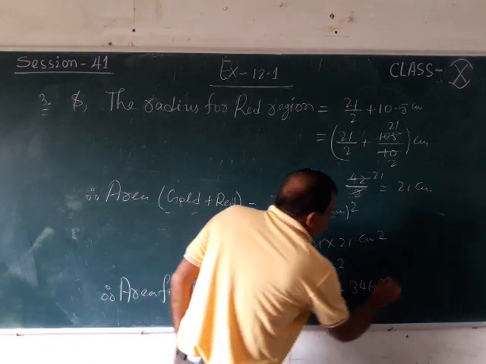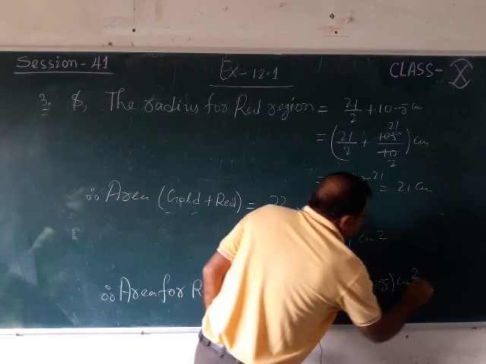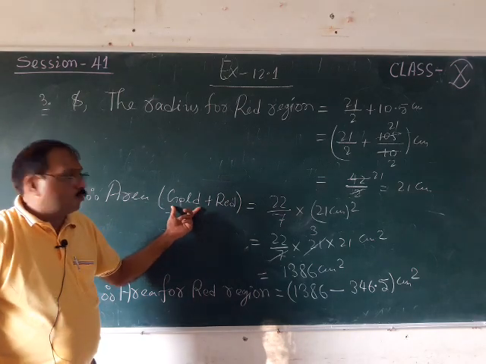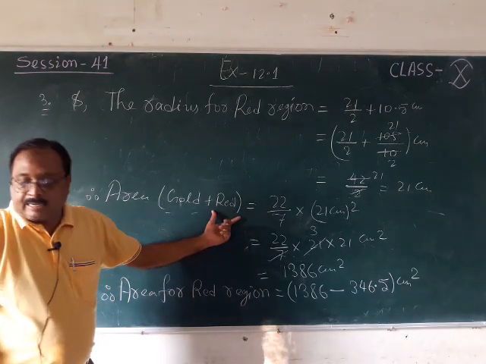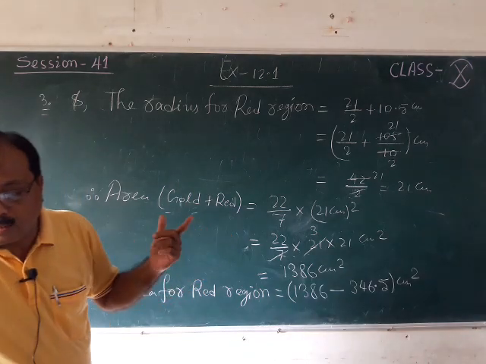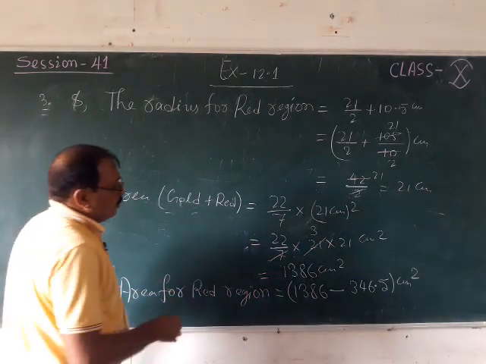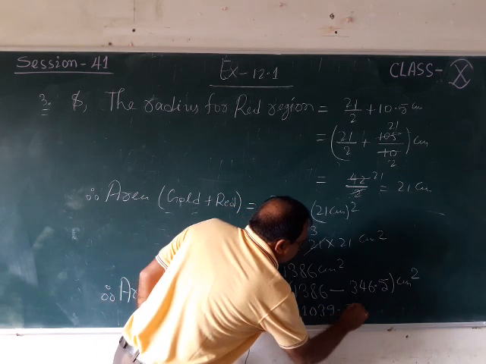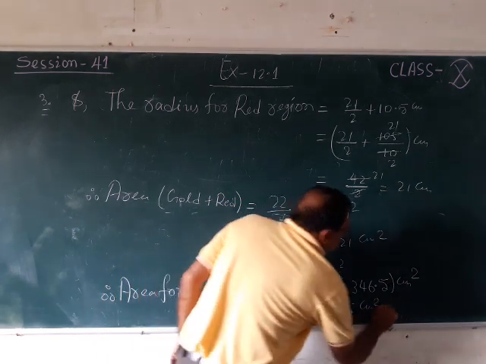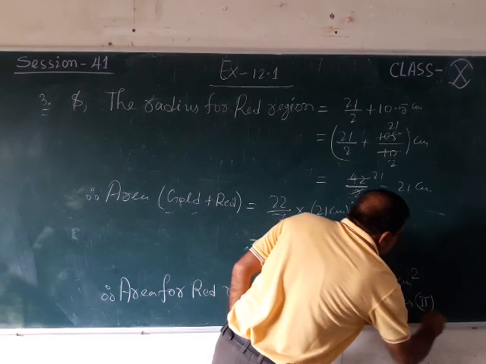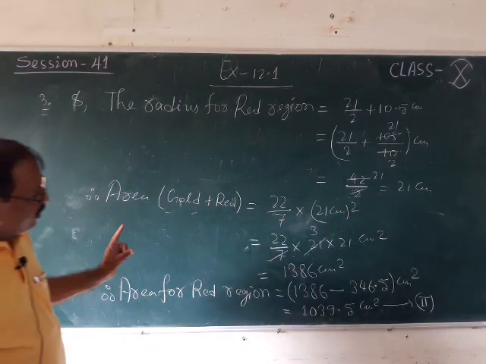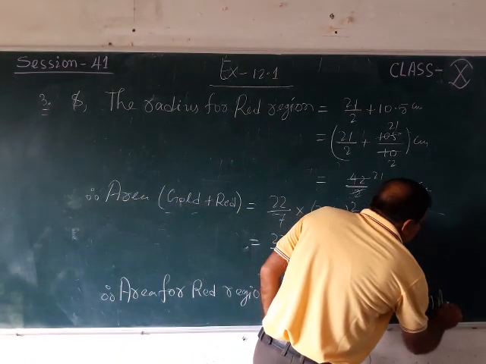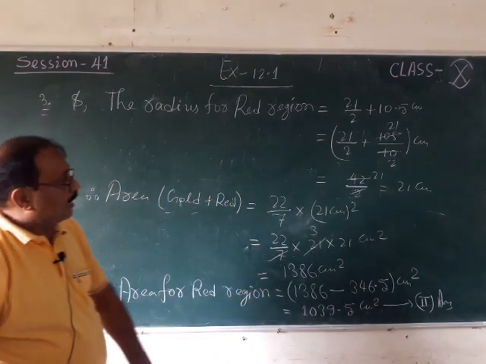346.5 cm square I will subtract from there. Why? Because from gold plus red I need to subtract the gold, then I have the area for the red region. After subtracting this number, you will have 1039.5 cm square. So this is the area for which region? Red region, and this is our answer number 2. So how you have seen the first answer, like that this is the second answer.